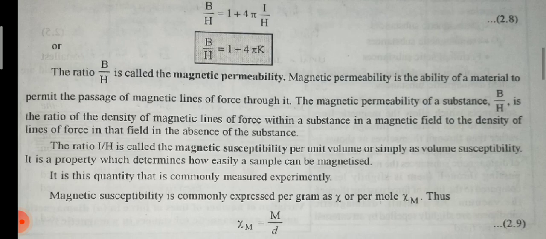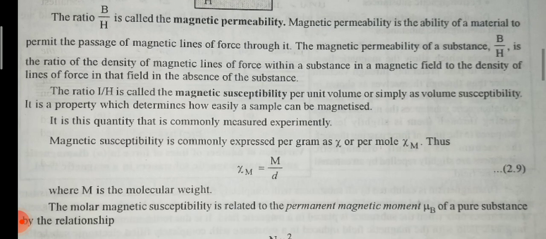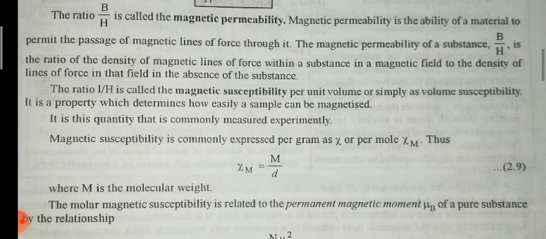Magnetic permeability is the ability of a material to permit the passage of magnetic lines of force through it. The magnetic permeability of a substance is the ratio of the density of magnetic lines of force within a substance in a magnetic field to the density of the lines of force in that field in the absence of the substance. The ratio I/H is called magnetic susceptibility per unit volume, or simply volume susceptibility. It is a property which determines how easily a sample can be magnetized. It is this quantity that is commonly measured experimentally.